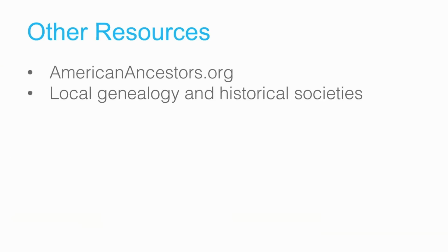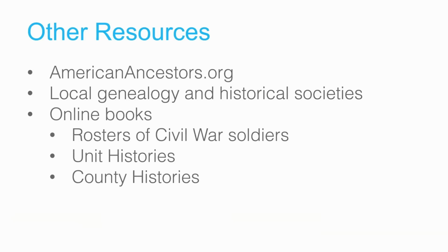So there's a lot of other places that you can look. American Ancestors is very beneficial for War of 1812. I recommend checking out local genealogy and historical societies because they sometimes have really unique documents. You want to look for online books like rosters or unit histories or county histories. And the Family Search Library has a lot of these books, and we're slowly digitizing our books so they will become more accessible. And there's a lot of other websites out there, so use compiled lists like Cyndi's List or Google to find some of those more unique websites.